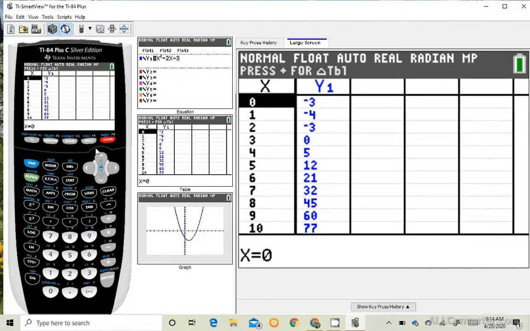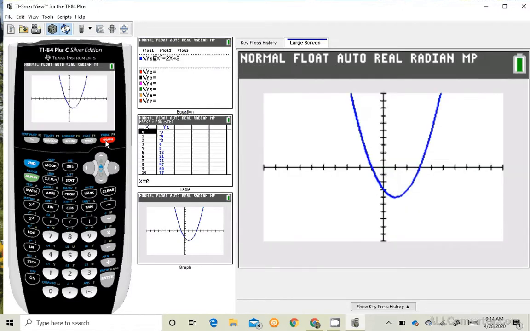All right, let's go back, hit graph. Now we can see our parabola again. And the next thing that we wanted were our roots. Well, it turns out that you can find them, and you find them using a function called zeros. That's a pretty nice function. So let me walk you through that.